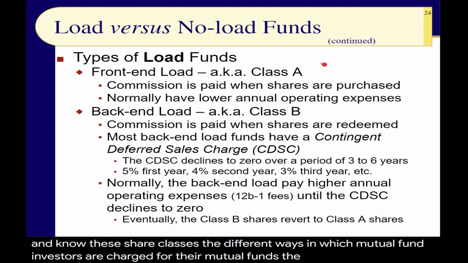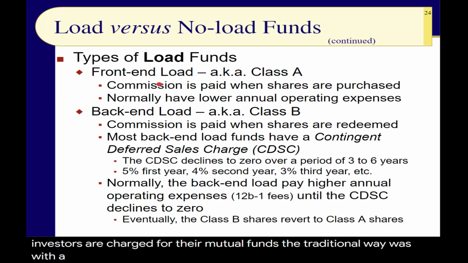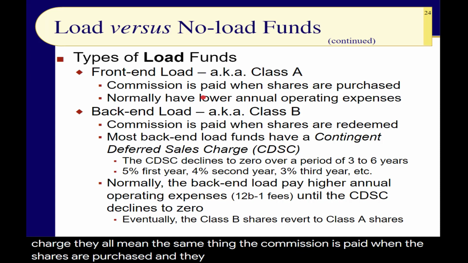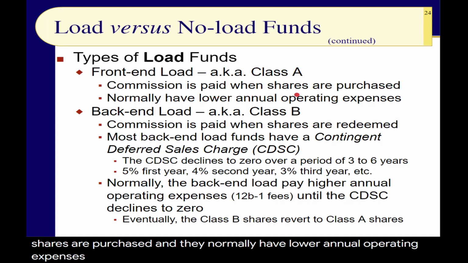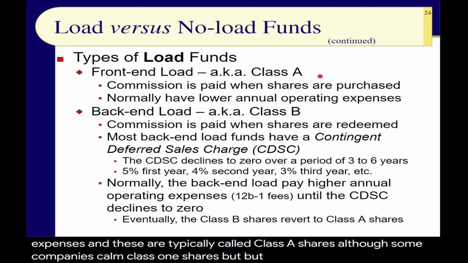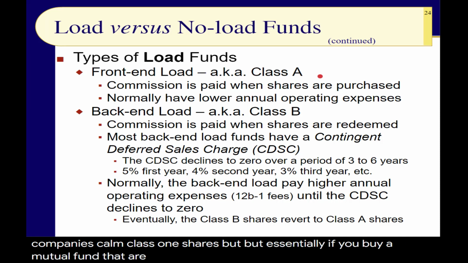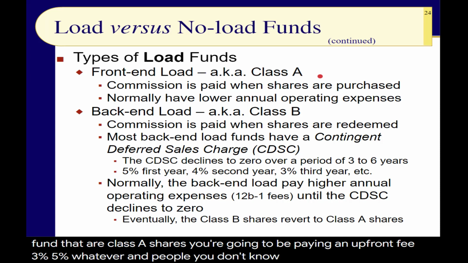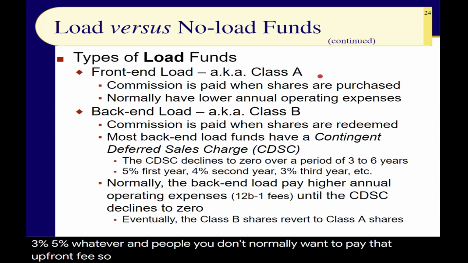The traditional way was with a front-end load, a front-end sales commission, a front-end sales charge. They all mean the same thing. The commission is paid when the shares are purchased, and they normally have lower annual operating expenses. These are typically called Class A shares, although some companies call them Class 1 shares. Essentially, if you buy Class A shares, you're going to be paying an upfront fee, 3%, 5%, whatever.